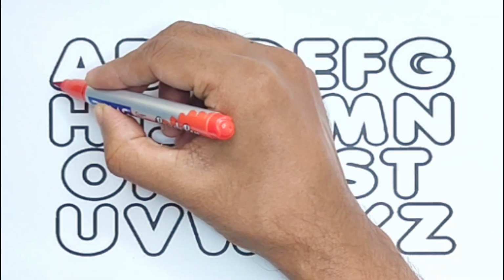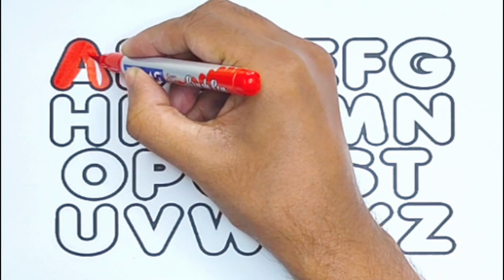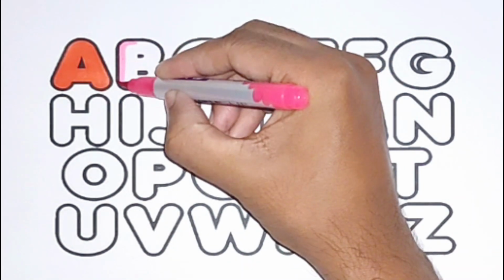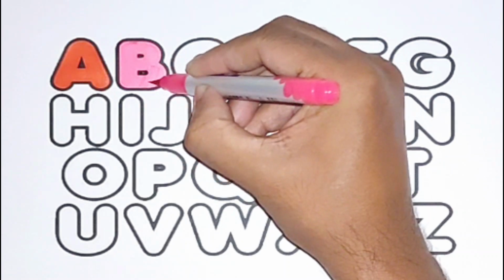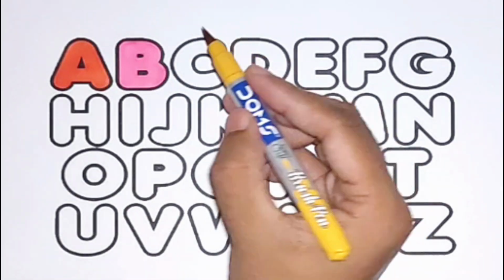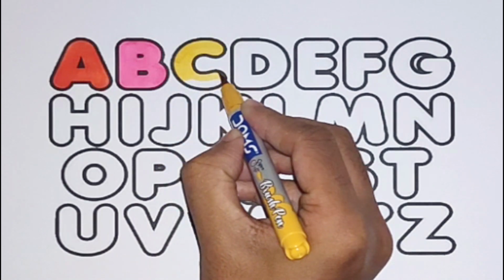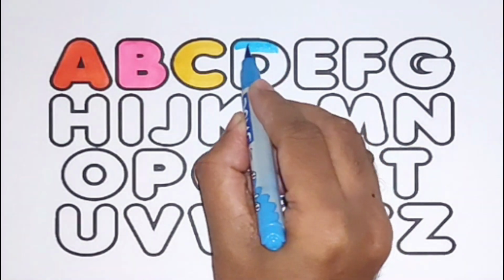Red color. A for apple. A for apple. Pink color. B for banana. Yellow brown color. C for cat. Sky blue color.